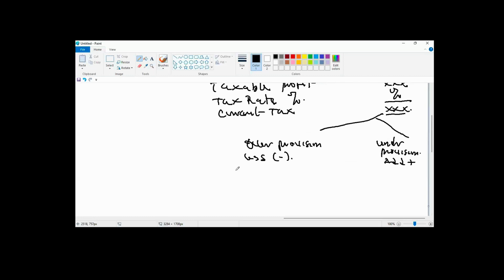Over provision will be in the credit side of the trial balance.